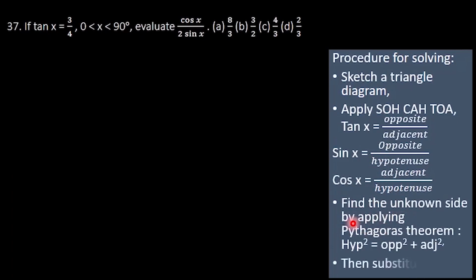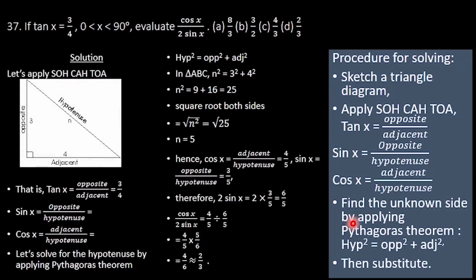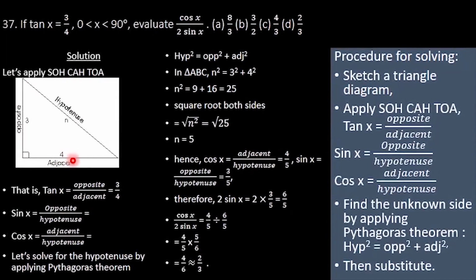The solution for this: let's apply SOHCAHTOA, that is, tan s is equal to opposite over adjacent, which is equal to 3 over 4. Now in this diagram, we have the opposite side as 3. Don't forget tan s is equal to opposite over adjacent, and we have tan s as 3 over 4. Therefore opposite is equal to 3 and adjacent is equal to 4. Now we need to find the hypotenuse for us to solve for sin s and cos s.